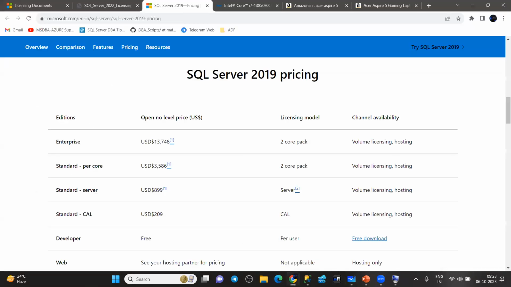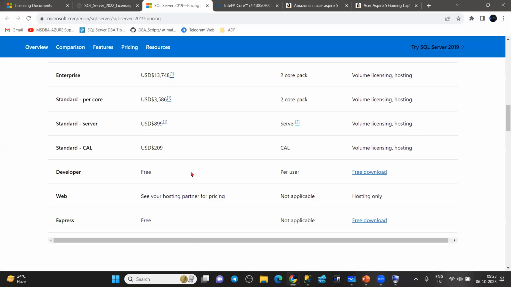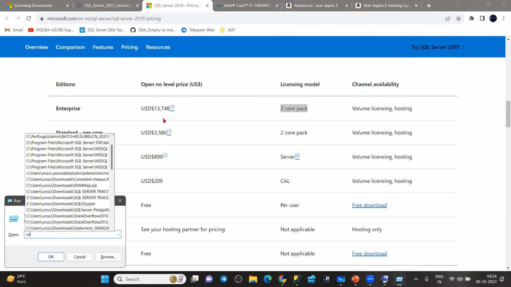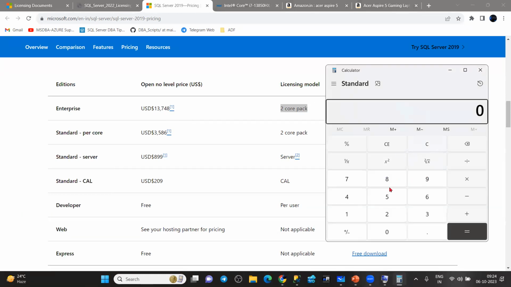For example, what Microsoft is saying is, if your VM contains two cores, we will charge for enterprise edition $13,748. If you open the calculator, 13,748 into 80 rupees, Indian currency. If you go by Indian currency, how much is Microsoft charging for two cores?